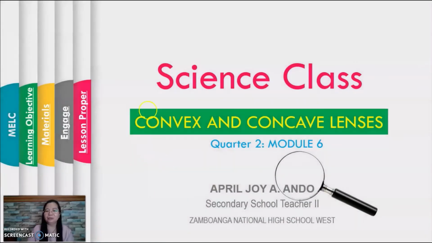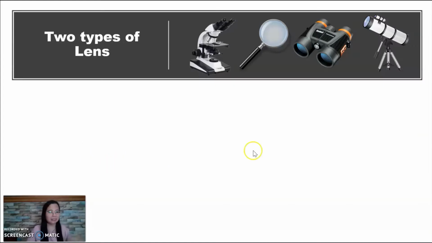So now we will go to our lesson proper, and remember that our objective for today is to describe the characteristics of the images formed by lenses using ray diagrams. So now let's talk about lenses. There are 2 types of lens, but first let's take a look at the optical instruments here. You have a microscope, a magnifying glass, binoculars, and a telescope. All of these optical instruments consist of lens or lenses.